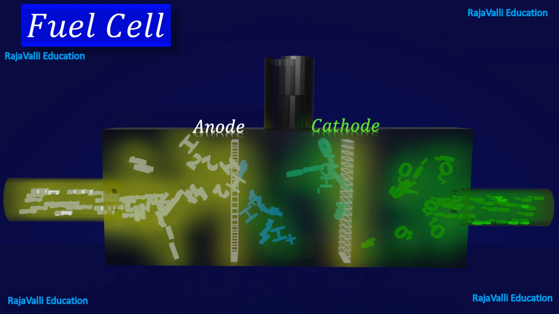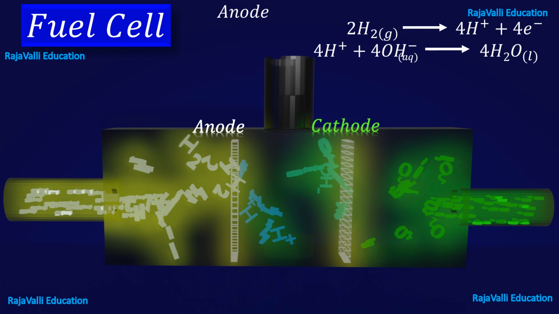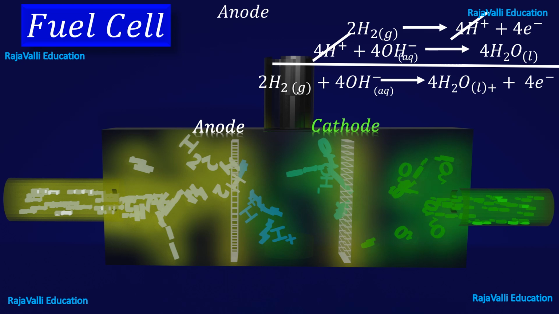Next we see the anode cell reaction. At the anode, hydrogen molecules are oxidized to H+ and electrons. These H+ ions combine with the hydroxyl ions, producing water molecules. So the anode reaction is 2H2 + 4OH- gives 4H2O + 4e-.